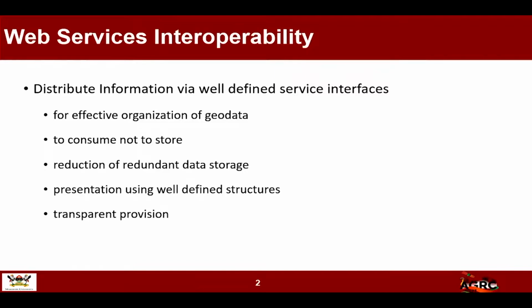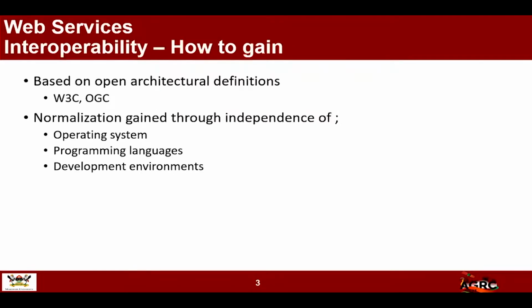So web services allow us to distribute this information via a well-defined service interface, or maybe interfaces. Now, how do we even achieve that? How do we make sure that everybody can get this information via these interfaces?